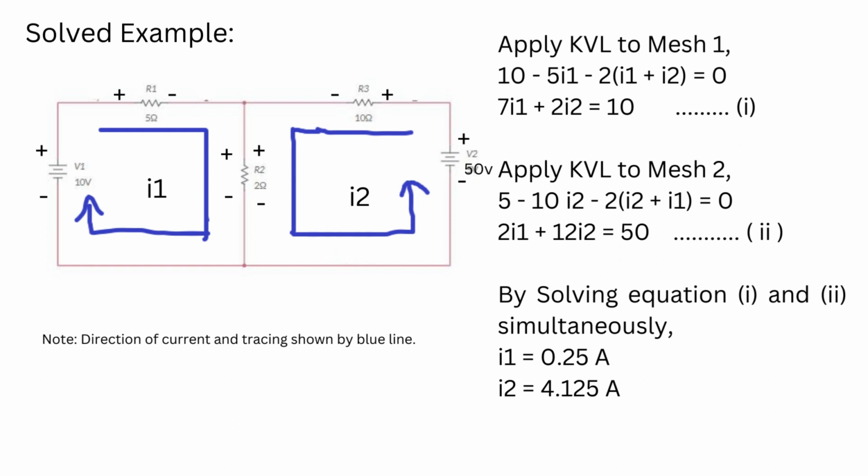This is equation 2. By solving equations 1 and 2 simultaneously, current I1 equals 0.25 ampere and current I2 equals 4.125 ampere. Note that the direction of current and tracing is shown by the blue line.